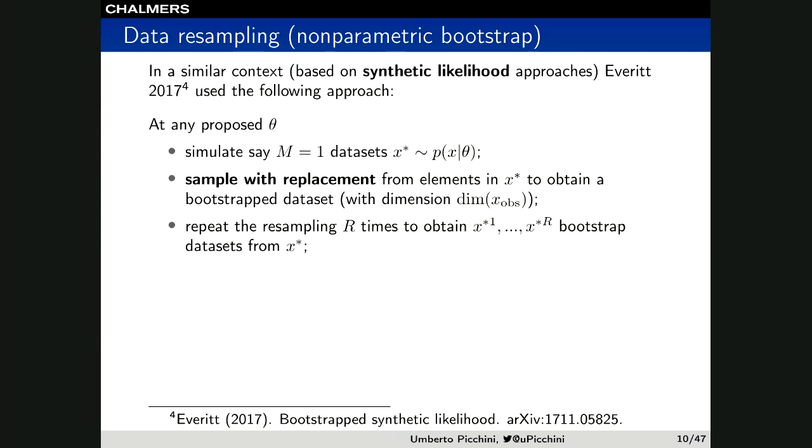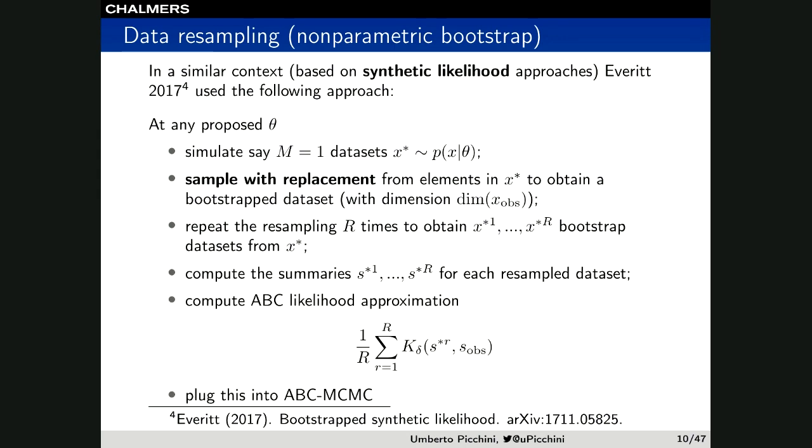How do we do this bootstrapping? It's up to us to find an appropriate bootstrapping for the case study that we're analyzing. But let's say that we compute the summaries on each fake bootstrap data set, and we denote them in this way. Then we can approximate the ABC likelihood using the cheaply produced resampled bootstrap datasets by averaging over them, and plug this into the sampler that we want to use.